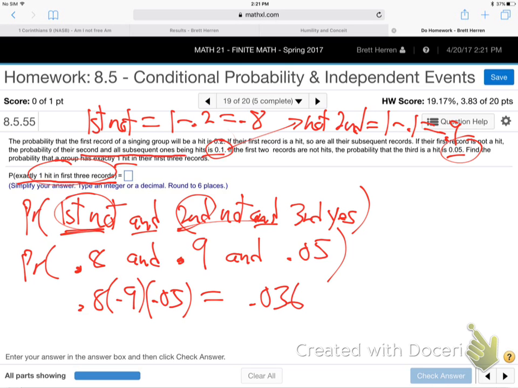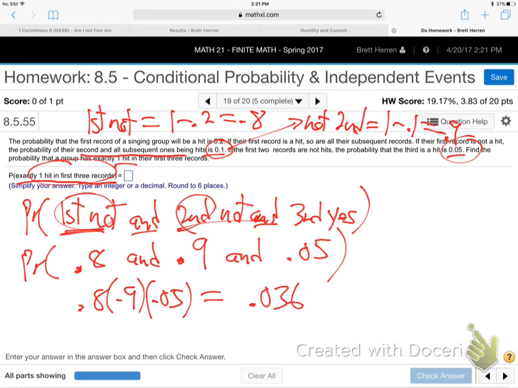Is it 0.036? Yep. 0.036. Did that make sense how I tracked through that? That's kind of hard, huh? That requires some careful reading and thinking. Let me make sure I'm right. Let's look more carefully.